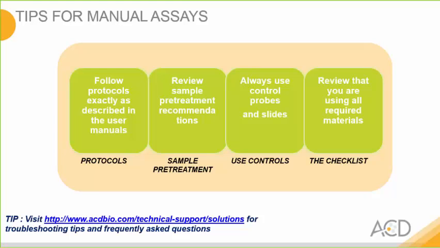And we advise you to follow the protocol exactly as described. Follow the fixation conditions as closely as possible. And then next is to review sample pretreatment conditions for your specific tissue and assay type. And these are both critical for RNAscope assay success. And the third is to use controls with your tissues. And this serves as an assay workflow technique check, and also to confirm RNA quality in your sample before you proceed with the target probes. And then also to review to make sure you have the required materials to ensure success.